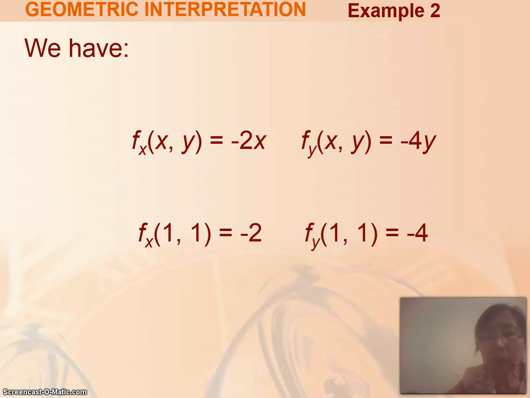So now let's find the partial derivatives at the given point (1, 1). We have f_x at the point (1, 1) equals minus 2, because we substitute the given point (1, 1) for the variables x and y. So f_y at the point (1, 1) will equal minus 4.